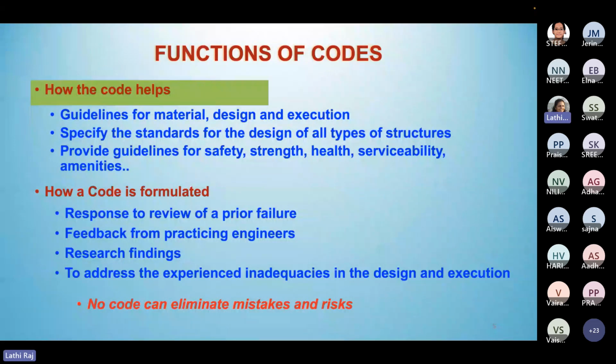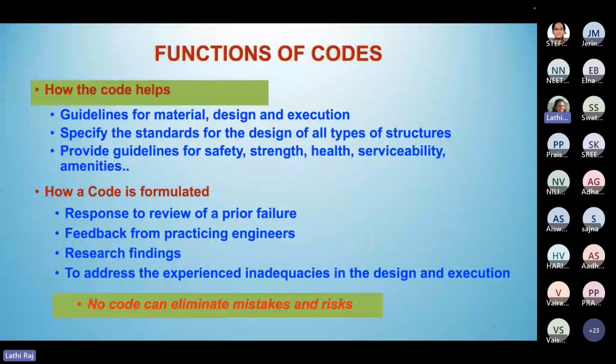And this is also very important. Always remember, no code can eliminate mistakes and risks. Just because you referred to a code, you cannot say there will not be any mistake. Mistakes are humanly made; humans, like an engineer, can make mistakes. That is why whenever you are designing something, there should be a second check. I explained this to you in the last session. So always see that whenever you are designing, someone else is checking it, so that the number of mistakes is lessened.